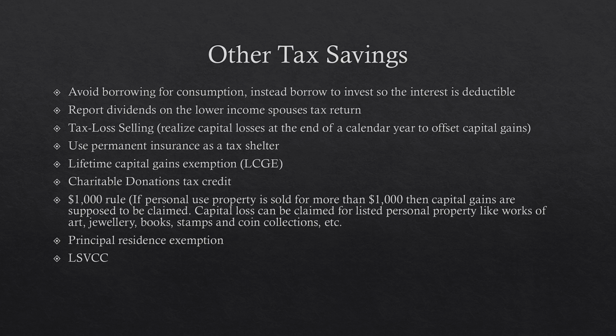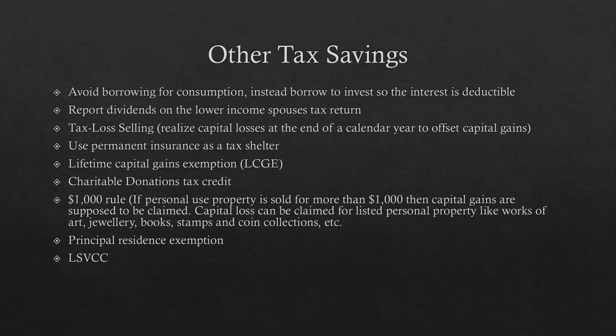Also reporting dividends on the lower income spouse's tax return, so that does help on some taxes. Tax loss selling. So this is when you realize the capital losses at the end of the calendar year to offset gains. So sometimes you might want to sell something that has a capital loss right before the end of the year, so that you can save on the taxes that you'd have to pay in the spring. There is some debate around that. If the investment is something you don't think you'll end up wanting, then it does make sense to at least do it before the end of the year rather than in January.